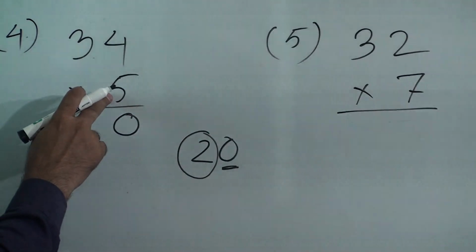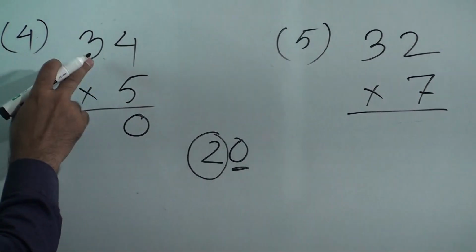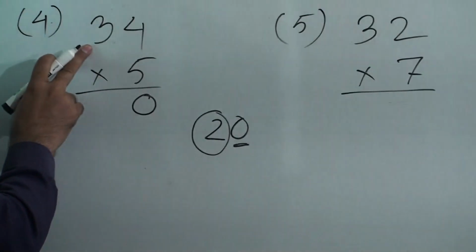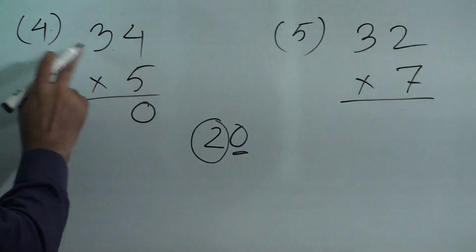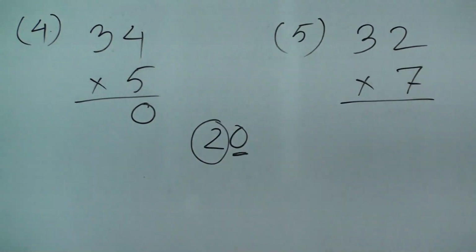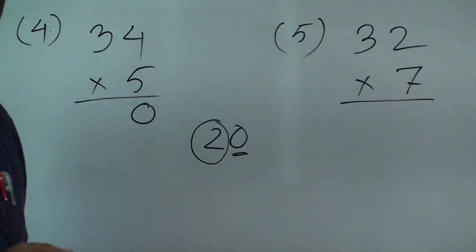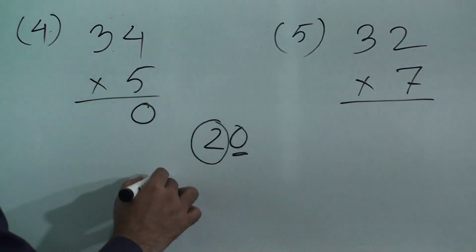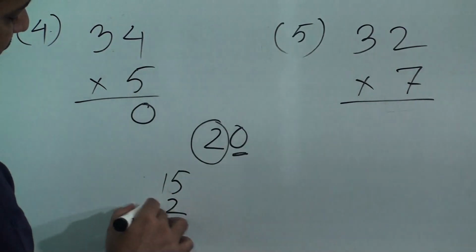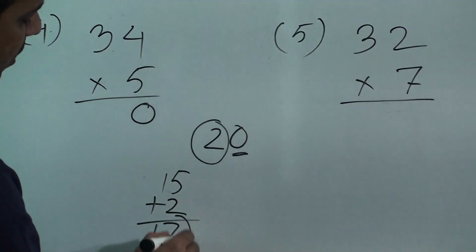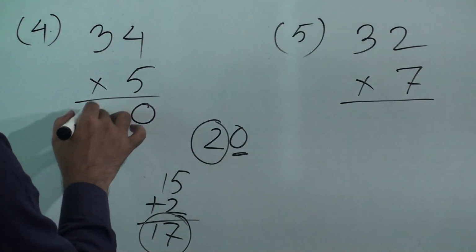Now say the times table of 5 again up to 3, as tens place is 3. Now 5 ones are 5, 5 twos are 10, 5 threes are 15. 15 and carrying 2. If we add, this is 17. So we have to write 17 here.